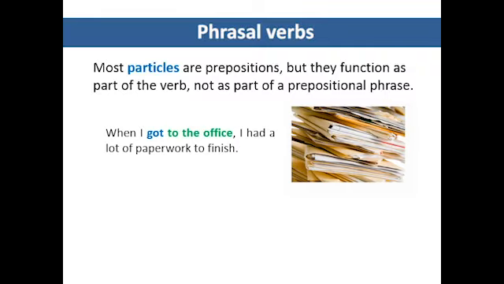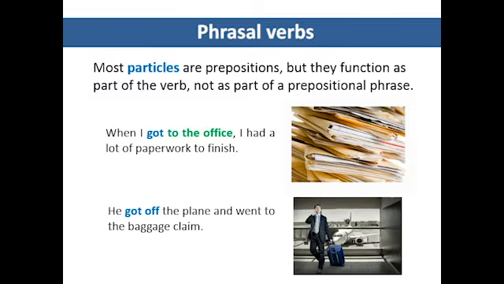When I got to the office, I had a lot of paperwork to finish. He got off the plane and went to baggage claim. In the first sentence, to is part of the prepositional phrase to the office. It does not change the original meaning of the verb get. In the second sentence, off does not function like a preposition. It is a particle that comes after the verb get to form a different meaning.